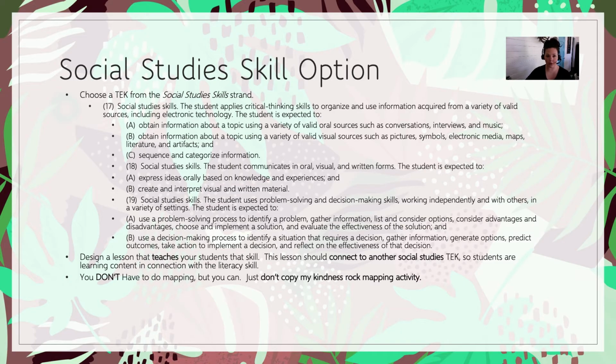Option 2 is your social studies skills option. You can choose any skill from the social studies skills strand. They stay the same throughout the grade level, and they're having students look at things like conversations, interviews, music, pictures, symbols, electronic media, maps, literature, artifacts. You have to teach your students to sequence and categorize information. You have to teach your students how to communicate in oral, visual, and written forms. And you have to teach your students problem-solving skills.